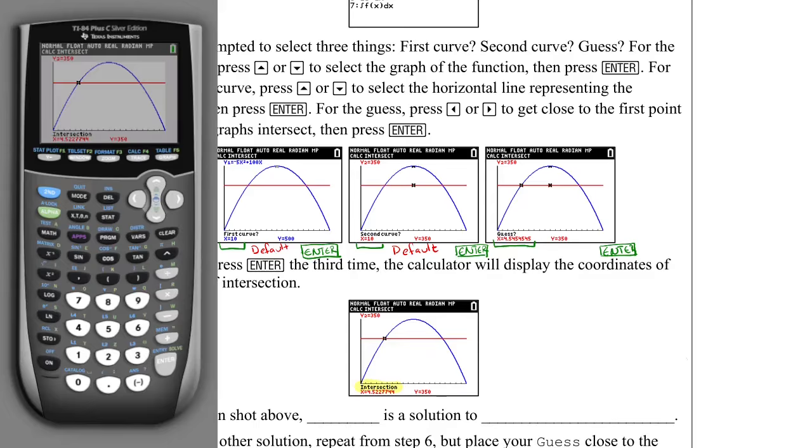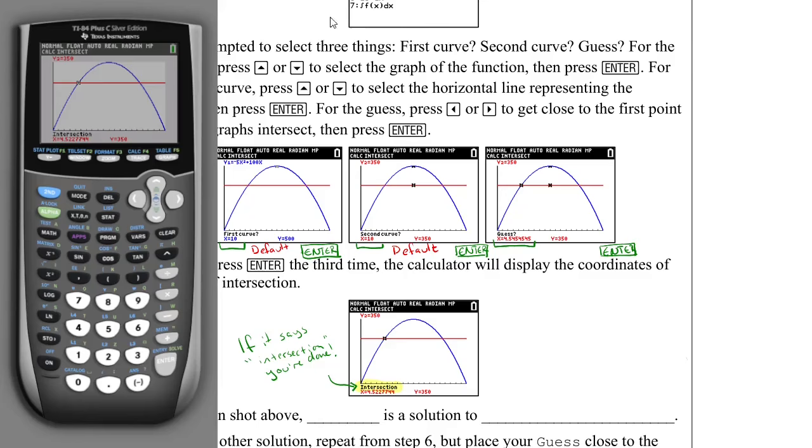When you've finished running Calc Intersect, it will say intersection at the bottom of the screen. So if it says intersection at the bottom of the screen, you're done. If it says something else, if it says one of the prompts, you're not done yet. And so the X and Y values you see are nonsense. Don't use them.